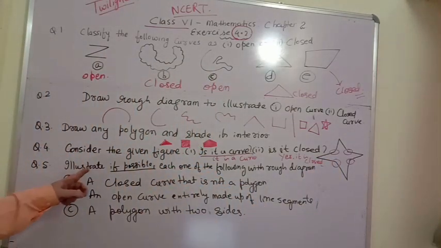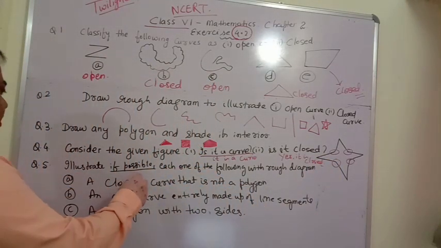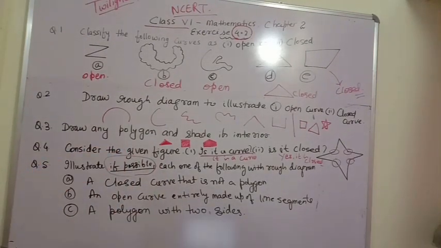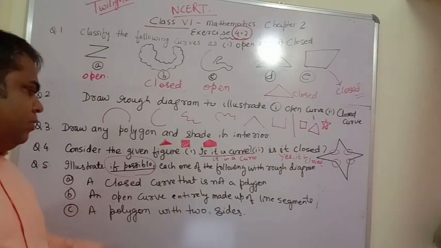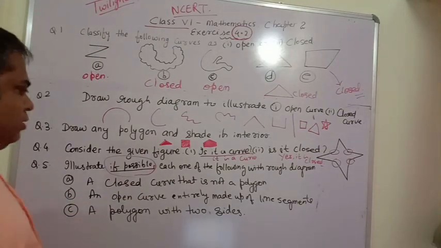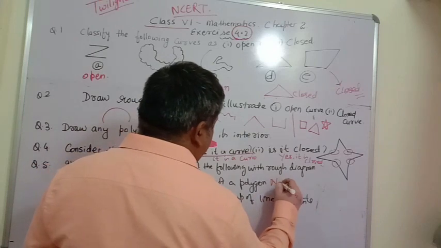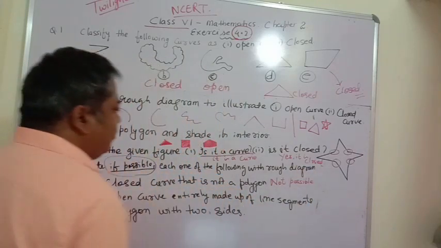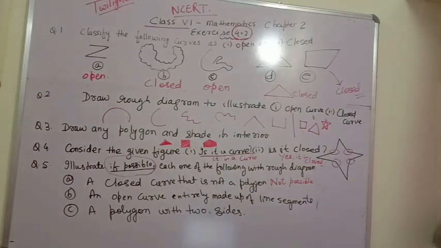Next is illustrate if possible. It is not that whatever is said will be possible. It may not be possible also. Illustrate if possible each one of the following with a rough diagram. A closed curve that is not a polygon. So it is not possible. A closed curve which is not a polygon is not possible.